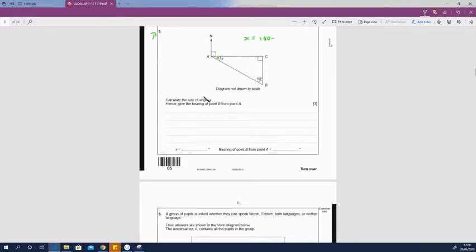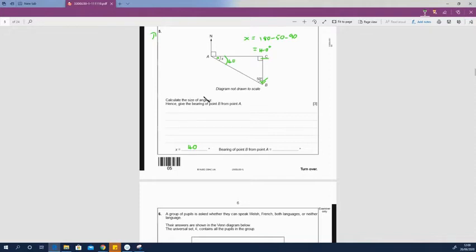Take away this angle here, which is 50. Take away this angle here, which is 90. That symbol tells us it's 90. So that means X is 40 degrees. So I'll write that in my answer box. If X is 40 degrees, I always write that in.